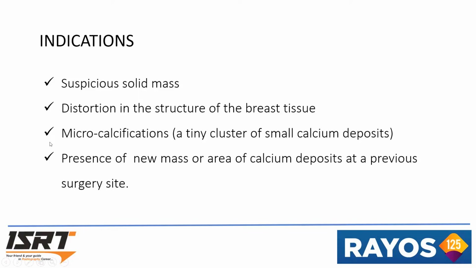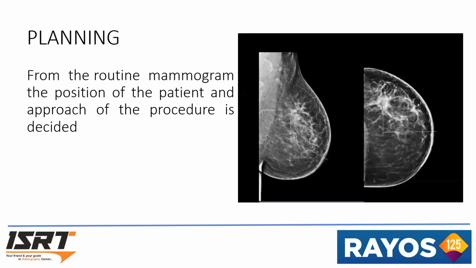Microcalcification is a tiny cluster of small calcium deposits. Another indication is the presence of a new mass or area of calcium deposits at the previous surgery site. Next is planning. For planning, routine mammograms are taken. From the routine mammogram, the position of the patient and approach of the procedure is decided.